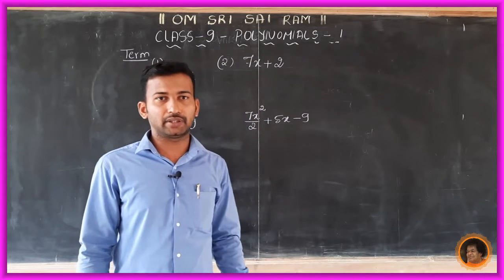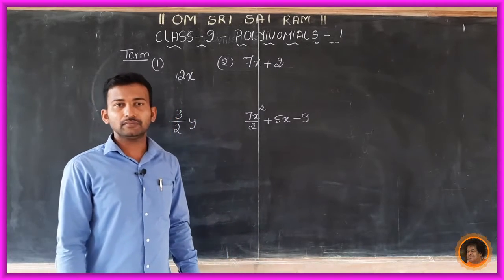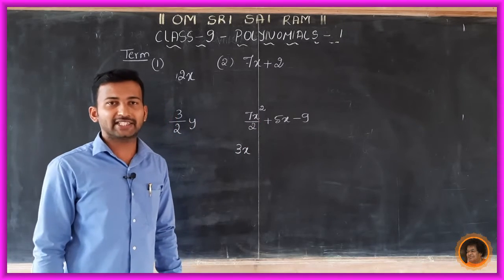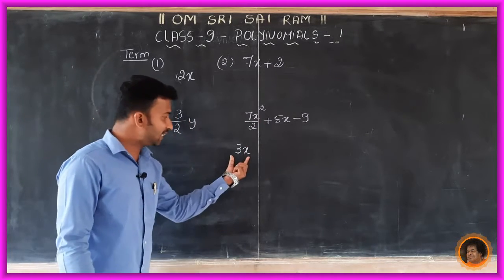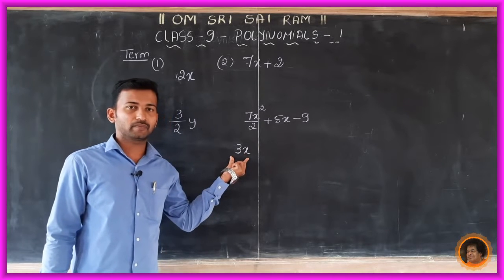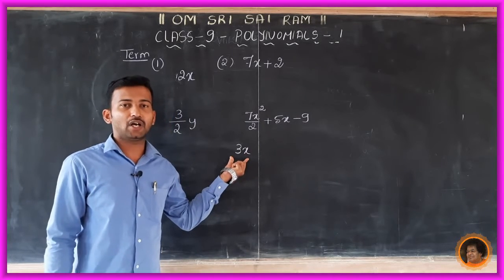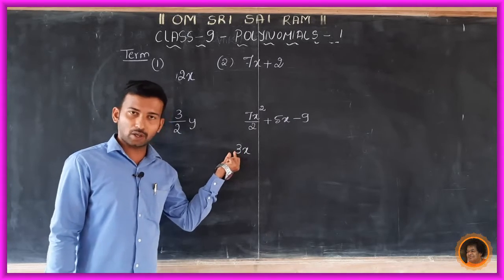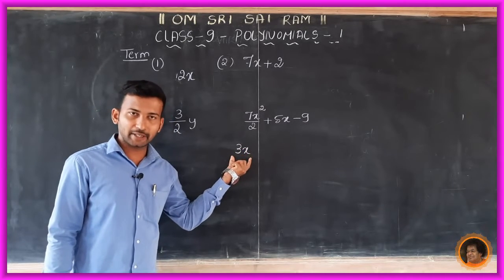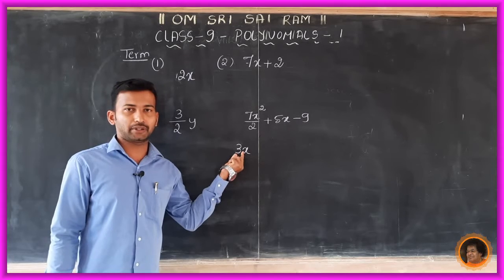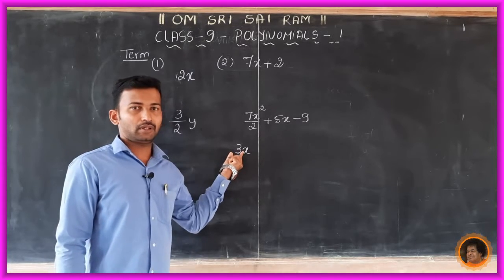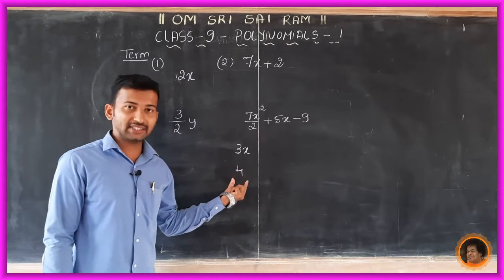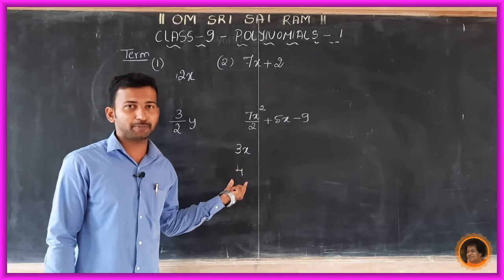algebraic expression. One question for you: is 3x an algebraic expression? Yes, 3x is an algebraic expression because it satisfies the definition of an algebraic expression. 3 is the constant and x is the variable, connected by multiplication. Next question: 4 is a constant, is 4 an algebraic expression?